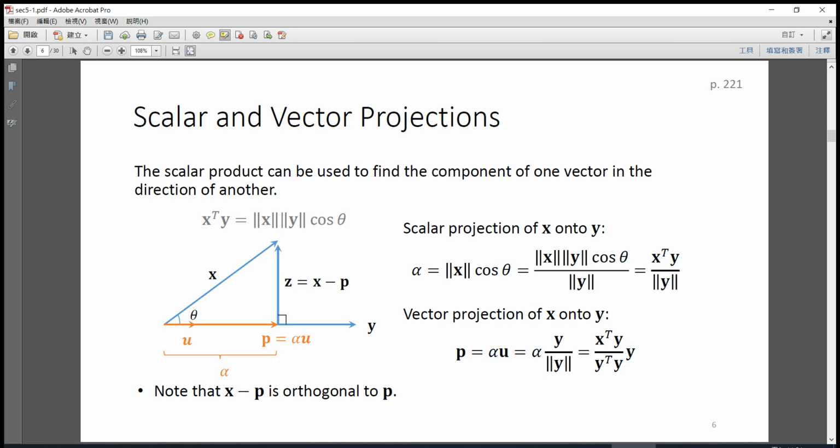Finally, know that x minus p is orthogonal to p. That is, x minus p and p are perpendicular, because p is an orthogonal projection of x onto y.